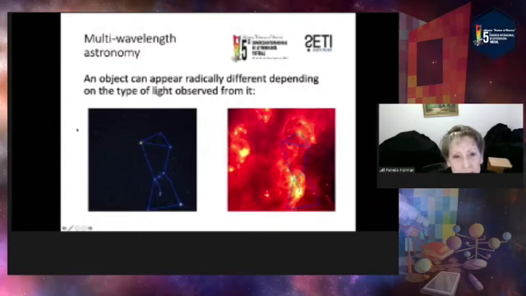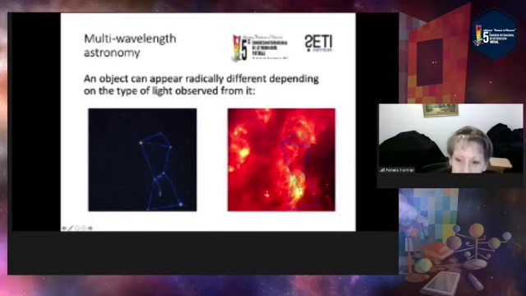The multi-wavelength astronomy is really important to astrophysics and astrobiology. Any object can appear radically different depending on the type of light that's observed from it. So this is a portion of the night sky around the constellation Orion, and I apologize for being northern hemisphere centric, versus infrared. And so we wouldn't see these big energy areas of infrared light if we didn't use an infrared telescope. So this tells us there's so much more going on in this area of the night sky versus the visible image.